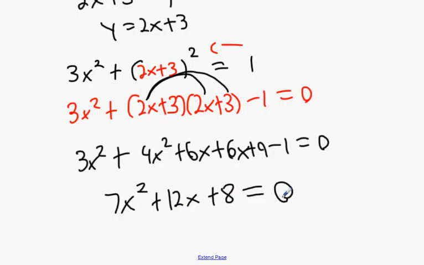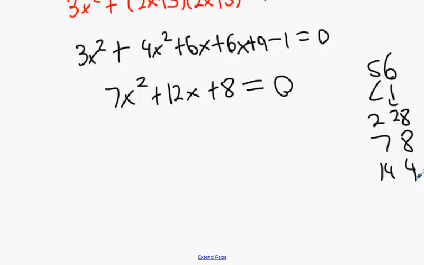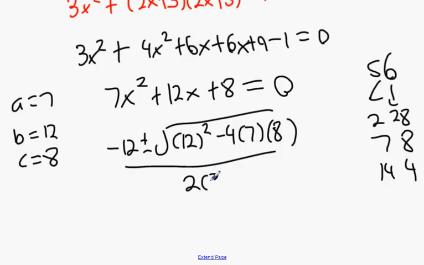Now, it's not going to have a reference number. The reference number is 56. That's like 2 and 28, 7 and 8, 14 and 4. None of them make 12. So I go straight for the minus b formula. I say, look, a equals 7, b equals 12, c equals 8. Minus b is minus 12 plus or minus the square root of b squared, which is 12 squared, minus 4 times 7 times 8, all over 2 times 3. Oh, sorry, 2 times 7. I get minus 12 plus or minus the square root.